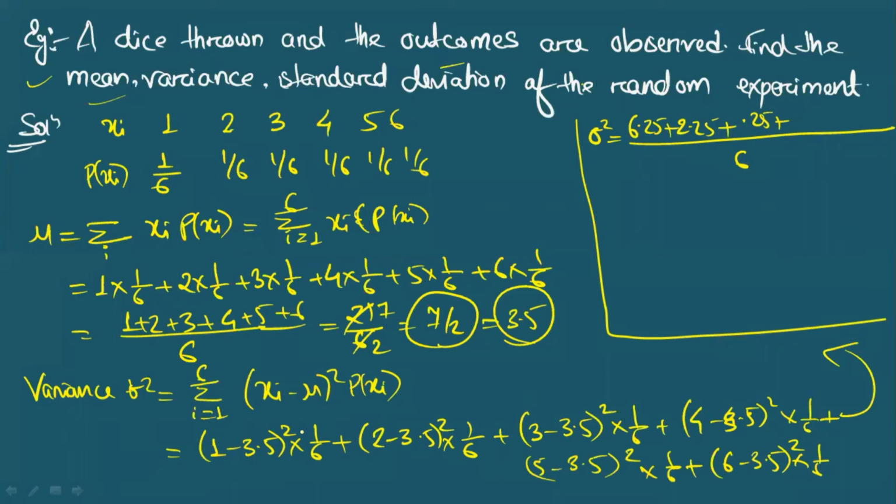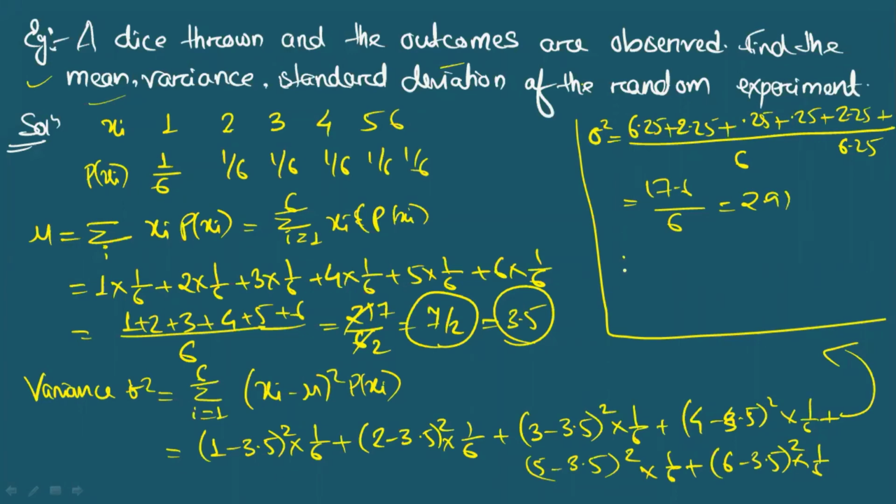When you do 4 minus 3.5, what you will get? It is 0.5, so it is 0.25. Plus when you do 5 minus 3.5, you will get 1.5, so it is 2.25, plus again you will get 6.25, just you can do and see 6 minus 3.5. So when you do the entire sum, you will get 17.6 divided by 6, that is 2.91. So this is sigma square.